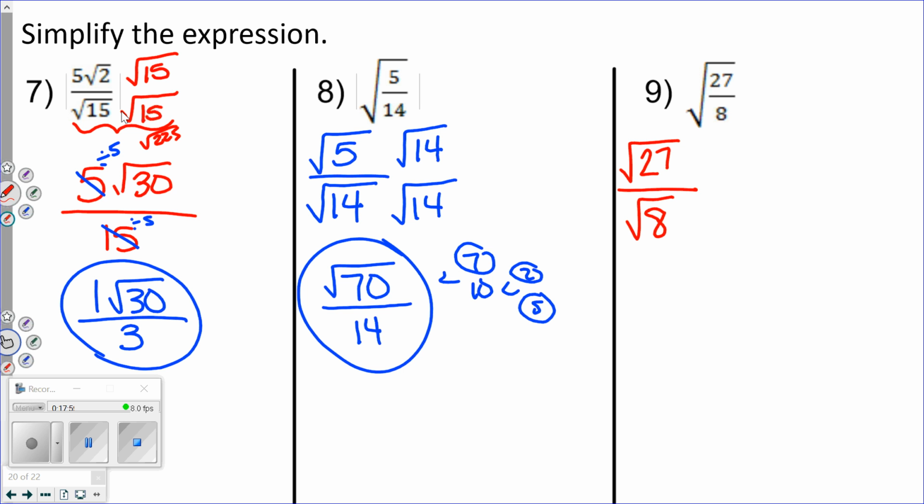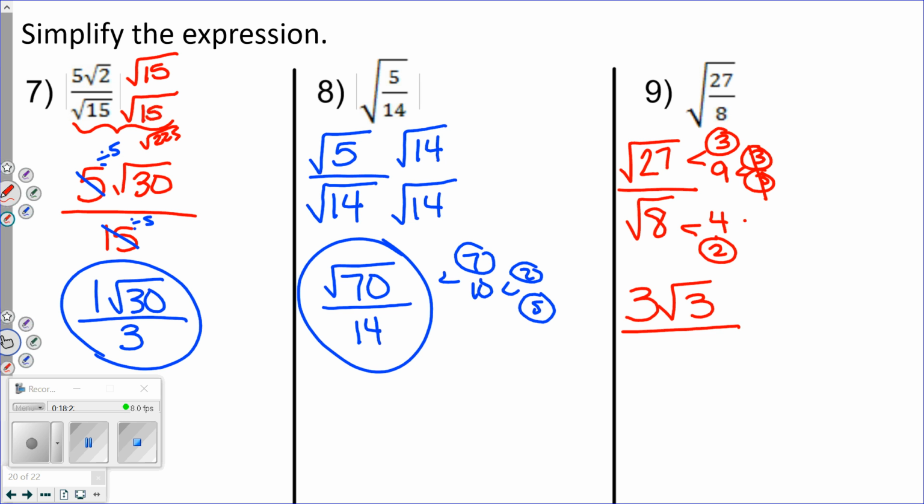So I can do a factor tree on 27. 9 and 3, 3 and 3. Perfect. Got a pair of 3s which come out. A single 3 stays in. Okay, so I simplified my top radical. Can I do anything with the bottom radical? Another factor tree for that one. Good, so I have a pair of 2s that come out, and a single 2 stays in.